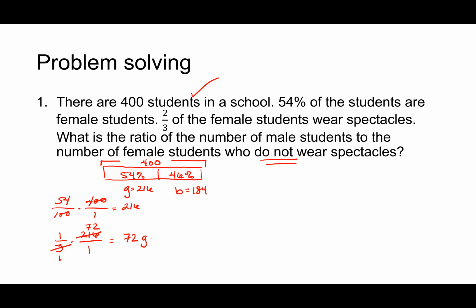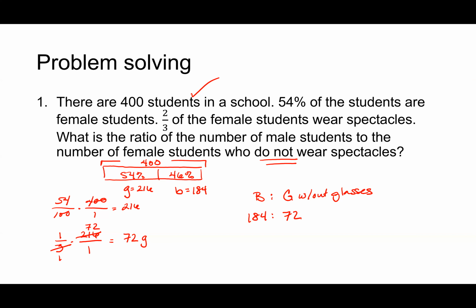They're unspectacled. All right. So we want to know the ratio of boys to girls without glasses. Do we have enough information to give a ratio now? All right, how many boys do I have, class? 184. How many girls do not wear glasses? 72. Does this look like a ratio I can probably simplify? Okay, let's go ahead and simplify it.